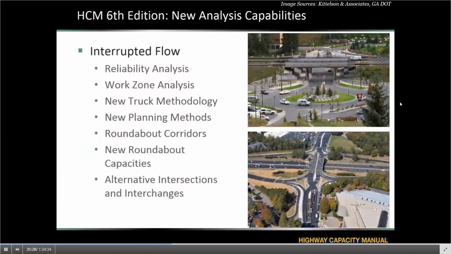Similarly, on the interrupted flow side, so these are any urban streets, arterial streets with either signalized intersections, stop signs, or roundabouts, there is a brand new reliability methodology, similar advancements on work zone, truck methodology, and planning methods, a brand new roundabout corridor method based on NCHRP 3100 and results from a Federal Highway research on estimating new roundabout capacity, as well as new guidance for the 4 most popular and most common alternative intersection forms that were emphasized by Federal Highway through the Everyday Counts program.